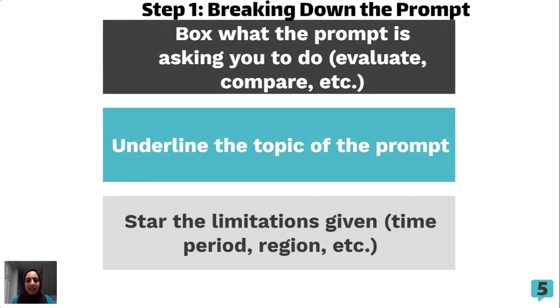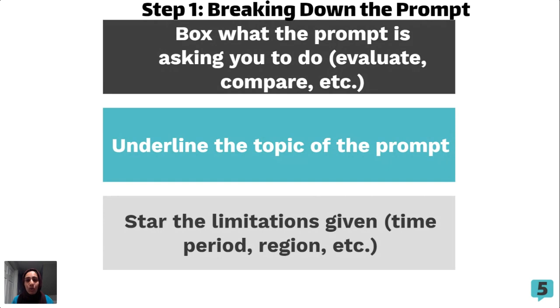So let's say your prompt is, evaluate to the extent to which the Old World was affected by the Columbian Exchange. You would box "evaluate to the extent," and then you'd underline the next part, how much the Columbian Exchange affected the Old World. And then you're going to want to star the limitations given to you.